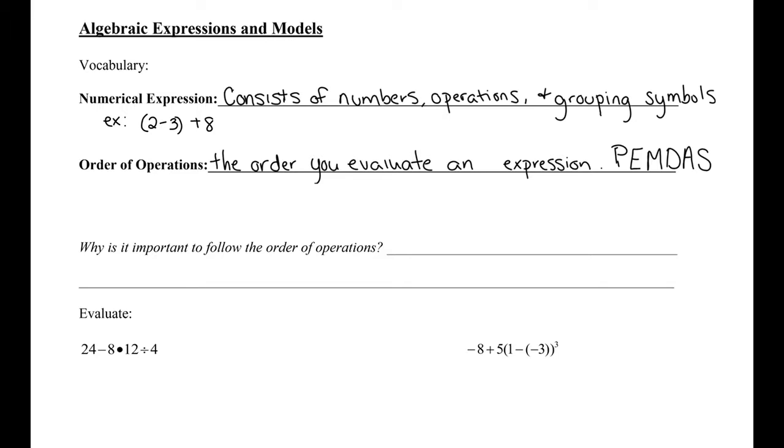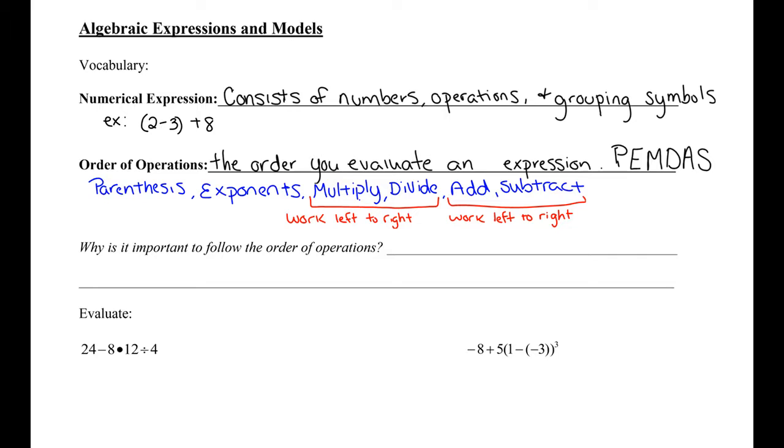The next thing is order of operations. Order of operations are the order that you evaluate an expression, also known as PEMDAS. PEMDAS stands for parentheses, exponents, multiply, divide, add, and subtract. For multiplication and division, you're going to work left to right within the problem, the same with addition and subtraction. You're going to work left to right and do whichever operation comes first. It is important to follow the order of operations because if you don't, you could get the wrong answer.